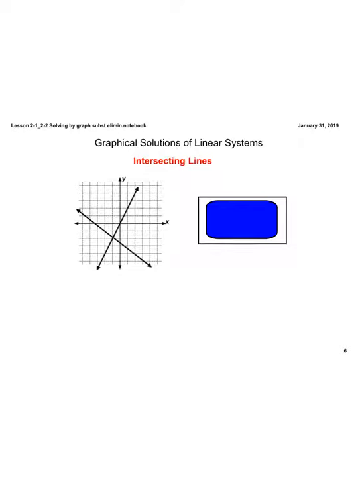So I want you to pause the video and I want you to determine, is this picture you're looking at, what kind of graphs are they? Are they intersecting? Are they parallel lines? Are they coinciding lines? And then what is the name of the system? Consistent, inconsistent, dependent, independent. So pause the video and then I'm going to give you the answer.